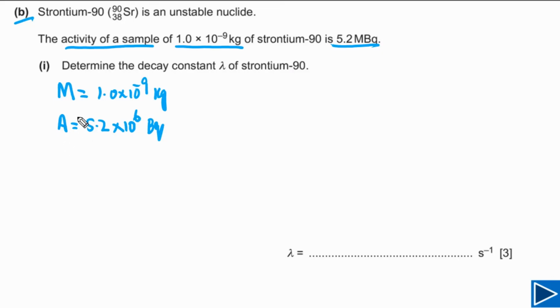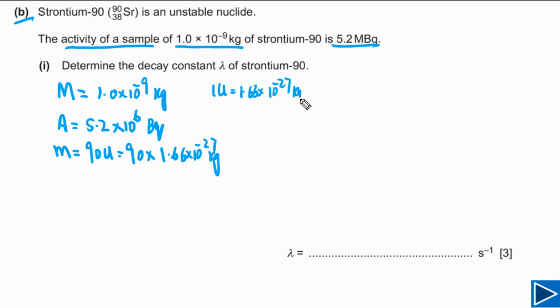Now we also need to understand what is the mass of this nucleus. So the mass of nucleus we can say is small m. Mass of nucleus is 90 U, because the mass number of this one is 90. Now we have to convert this one into kgs. So we have to multiply with 1.66 times 10 to negative 27 kgs, because 1 U is equal to 1.66 times 10 to negative 27 kg. And this is given in data. You can find the value of U on second page of this paper.